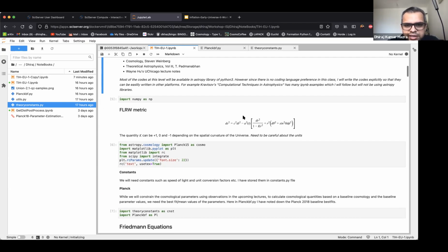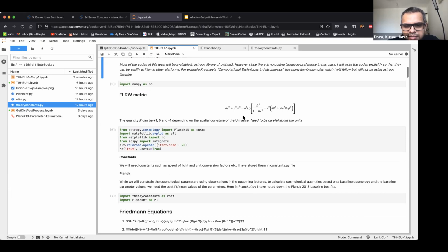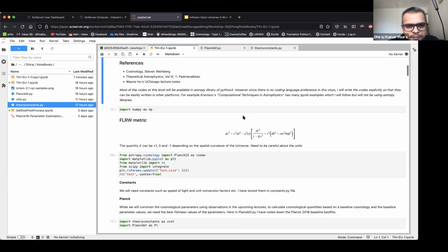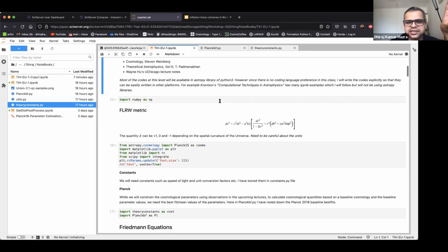Another thing I would like to mention is that although I have written the codes myself, you can also use the AstroPy library of Python 3. If you say that my background parameters correspond to the best fit of Planck, and you tell AstroPy to calculate the luminosity distance at a particular redshift, it is going to give you that. But again, it happens in Python. If you, for example, try to write in Fortran, you will not be able to do that. So in that case, you have to prepare your own code.